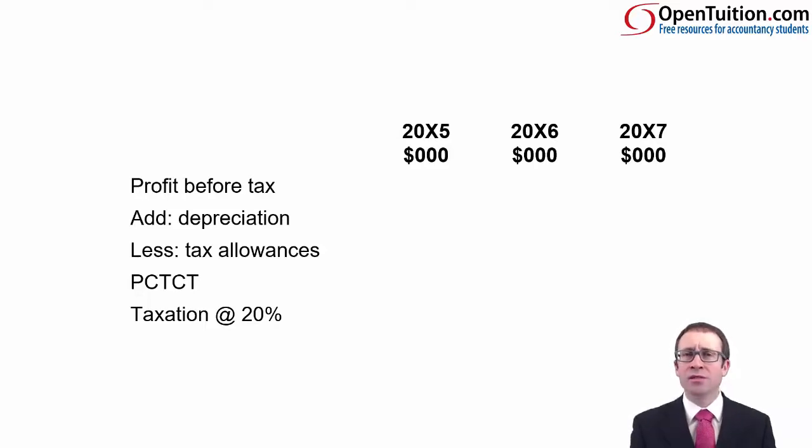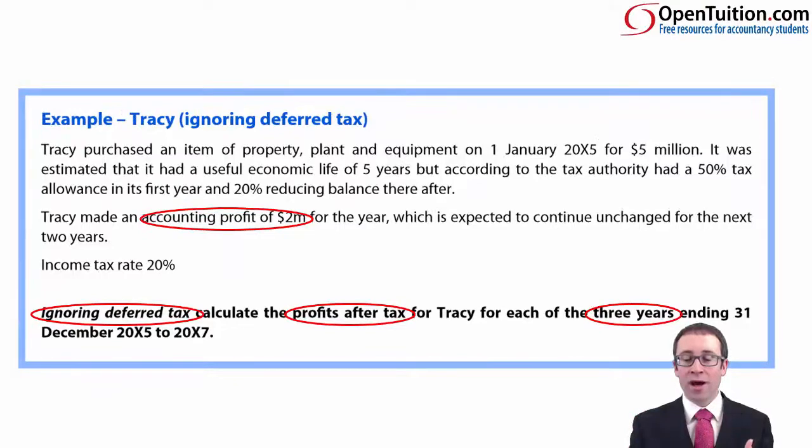Can you remember what that stands for from those glory days of F1? Yes, it's essentially your taxable profit, isn't it? Your profits chargeable to corporation tax, as we call it in the UK. Internationally, I suppose it's your taxable profit. You take that taxable profit and multiply it by the tax rate of 20%. So we need to understand what we have with regards to the depreciation and the tax allowances.